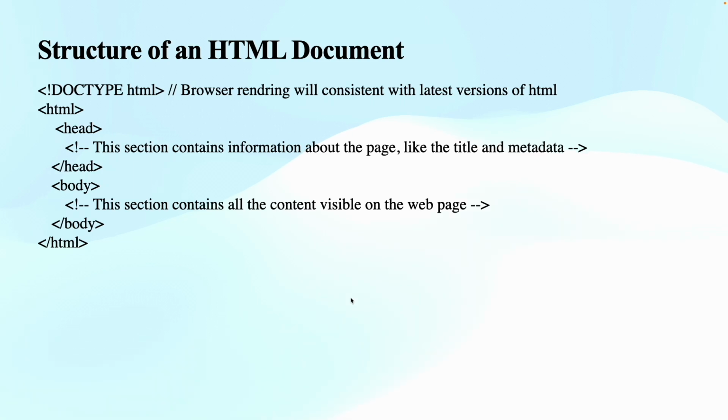Now that we understand what HTML elements are, let's look at how they come together to form the structure of an HTML document. Let's start with the doctype HTML declaration. This tells the browser that the file is an HTML document. The HTML tag is the root element of an HTML document, meaning everything inside it will be part of your web page. The head tag contains meta information about the page, such as the title and links to style sheets. The body tag holds the actual content that we see on a web page.